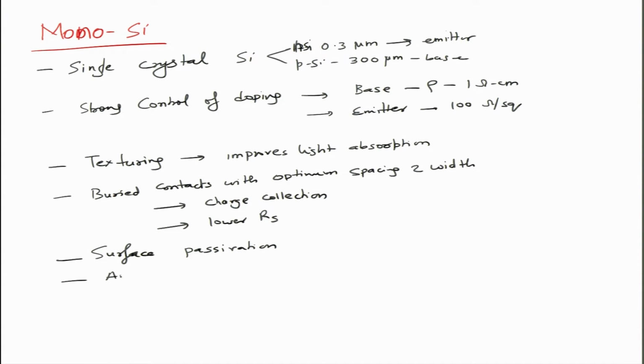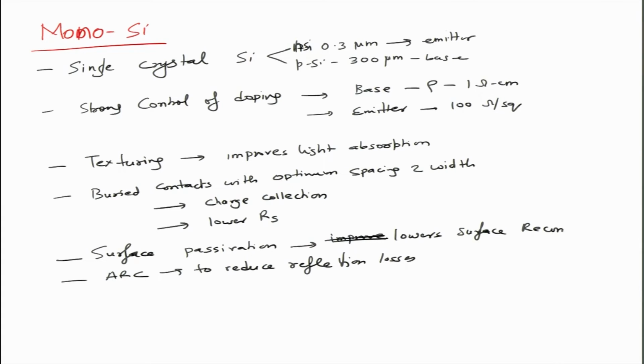We have anti-reflection coating to reduce reflection losses, and this improves lowers surface recombination, you can say. Right. So, these are certain things that we need to consider when we talk about silicon solar cells. So, this is about monosilicon. Now, let us move on to polysilicon solar cells.